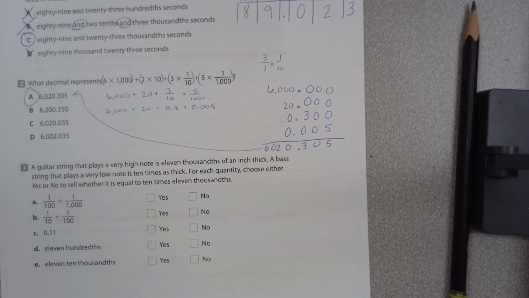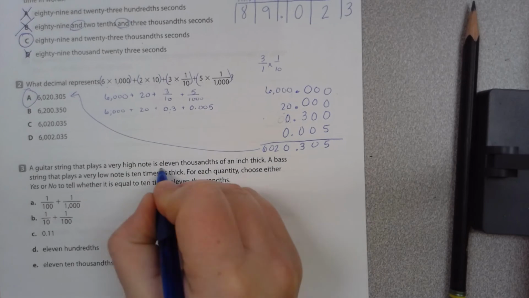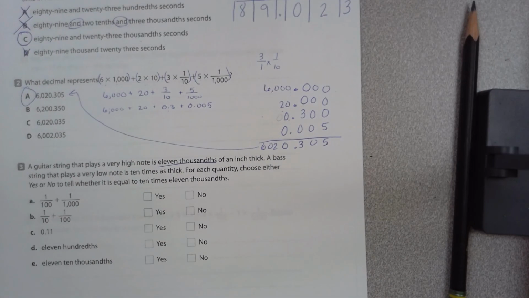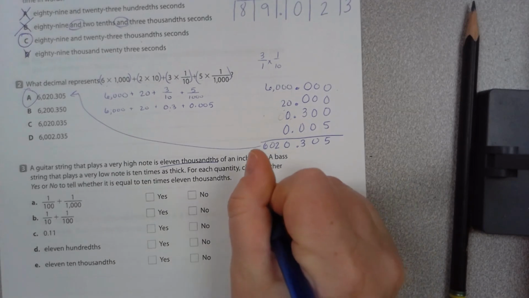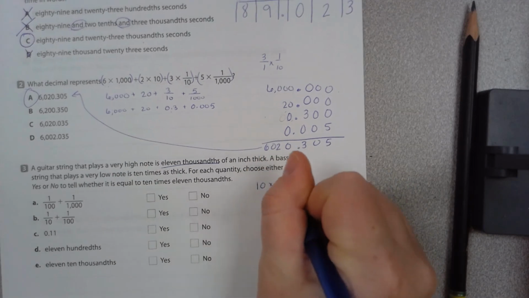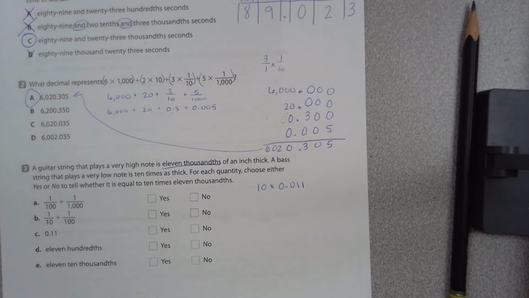So a guitar string that plays a very high note is 11 thousandths of an inch thick. A bass string that plays a very low note is 10 times as thick. For each quantity, choose either yes or no to tell whether it is equal to 10 times 11 thousandths. Well, number one, I have to know what 10 times 11 thousandths is. So I have 10 times 11 thousandths.